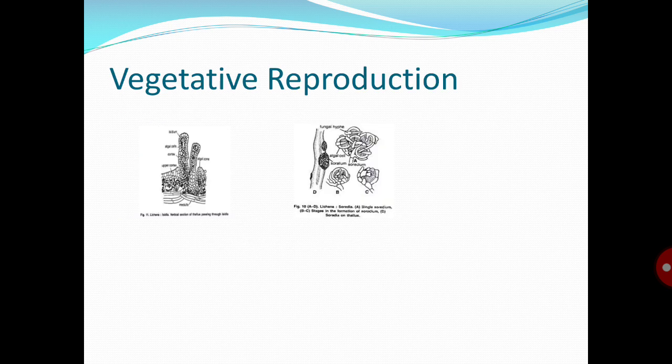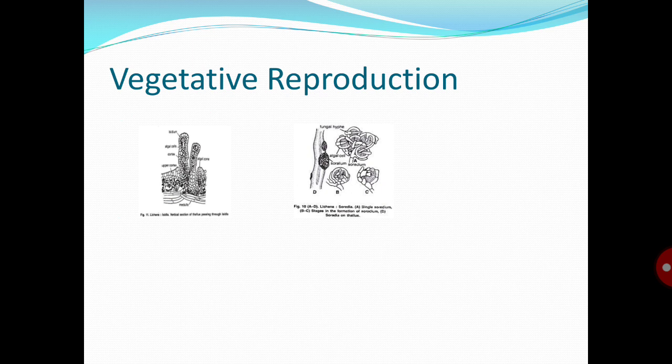Vegetative reproduction is carried out by fragmentation. As lichens are fragile in nature, they can be easily broken down into small pieces by any physical means. Thus broken pieces of lichen thallus can develop into new lichen thalli.